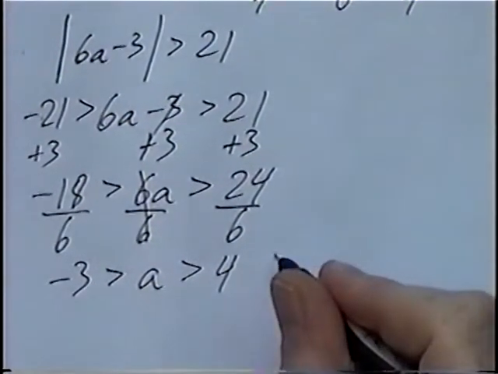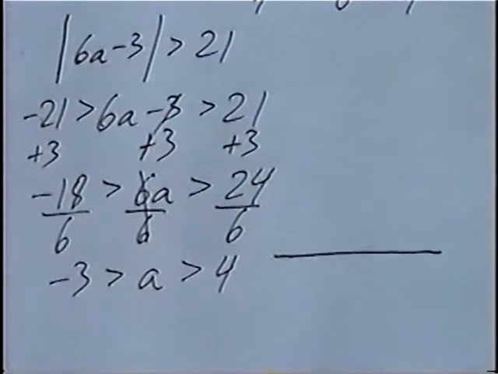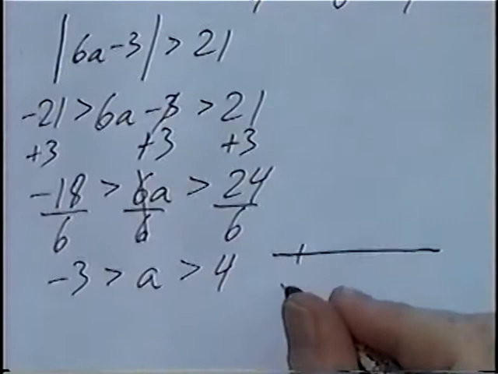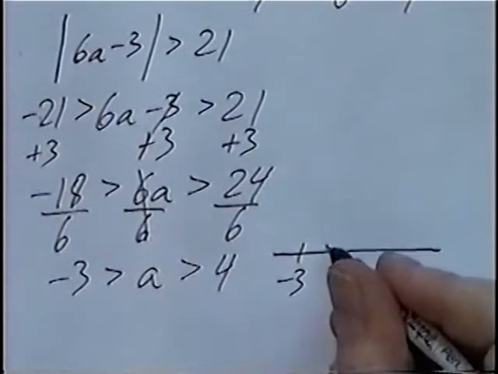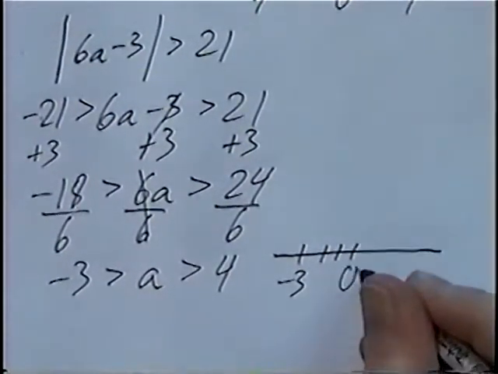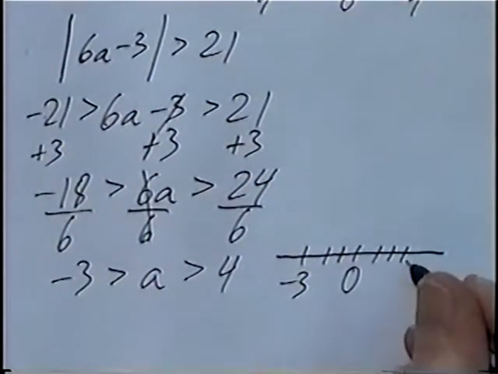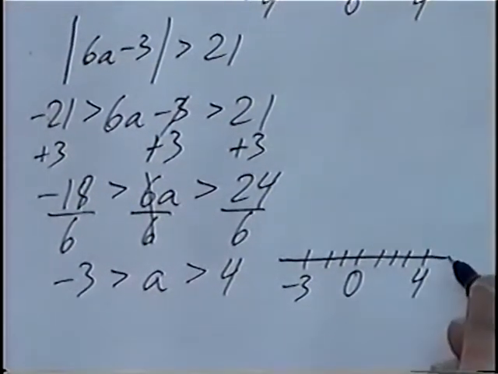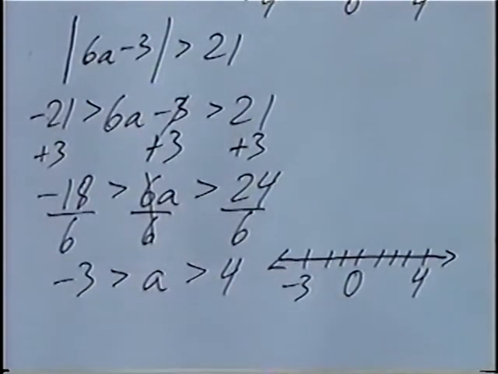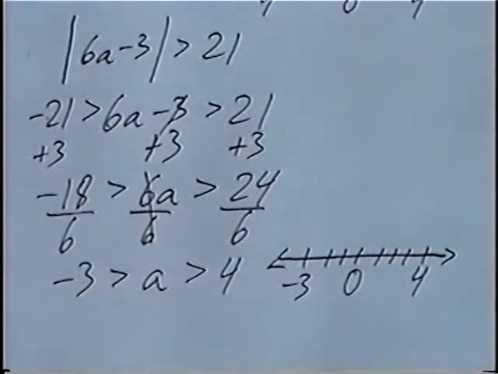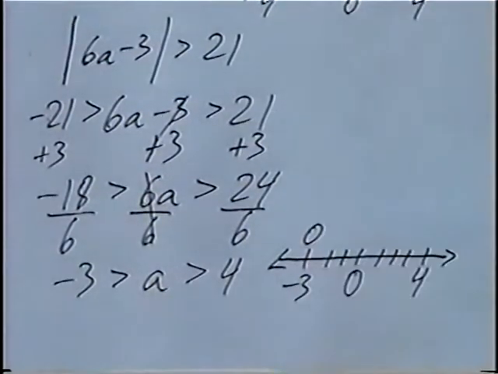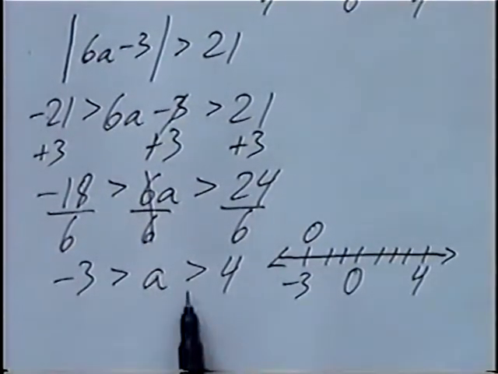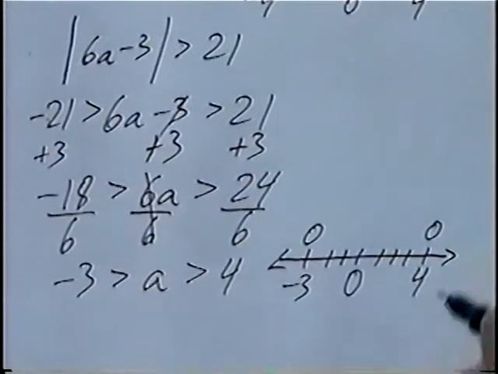Last part, we want to graph. Draw the number line. And we want the numbers negative 3 and positive 4 on the number line. I'll put negative 3 on the left hand side. We'll go up to 0. And we'll continue up to 4. To graph each of these, negative 3 is greater than a. Greater than means there'll be an open circle above negative 3. And a is greater than 4. Greater than, again, will be an open circle above 4.